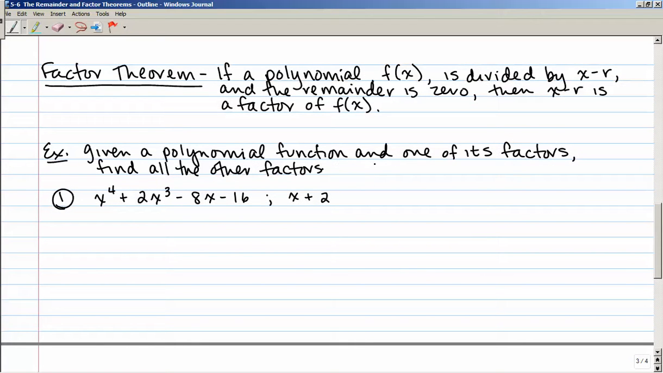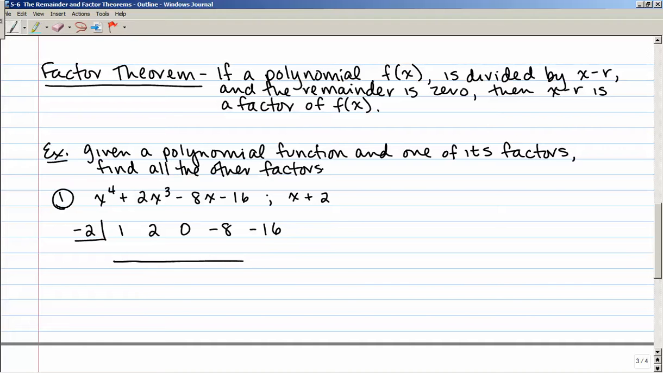Given a polynomial function and one of its factors, find all of the other factors. So I have x to the 4th plus 2x cubed minus 8x minus 16, and I know that one of the factors is x plus 2. So I'm going to do synthetic division on this. Since remember, this is in the form x minus r, my r is actually going to be a negative 2. That goes in the box. List your coefficients. 1, 2. Notice I don't have an x squared, so I need to put a 0 in there. Negative 8 and negative 16.